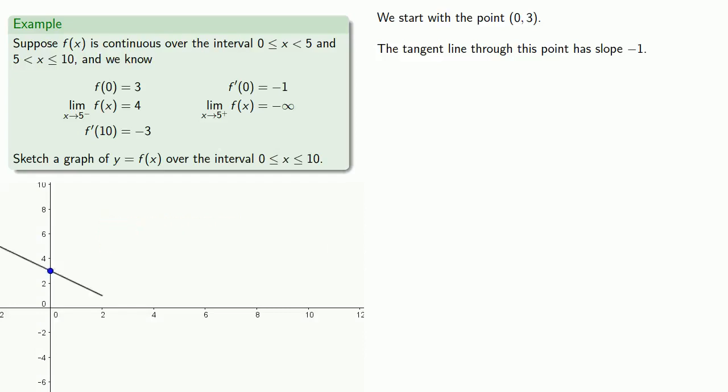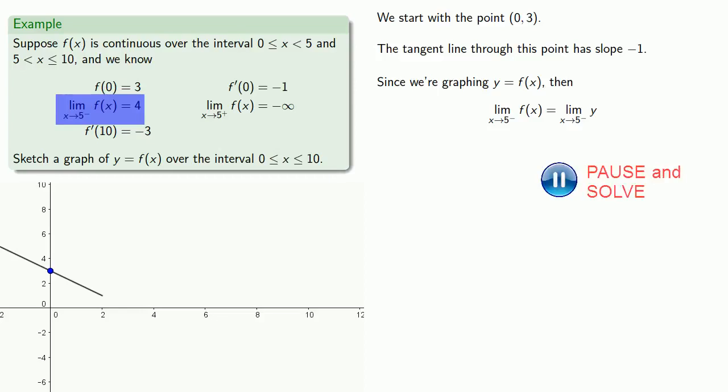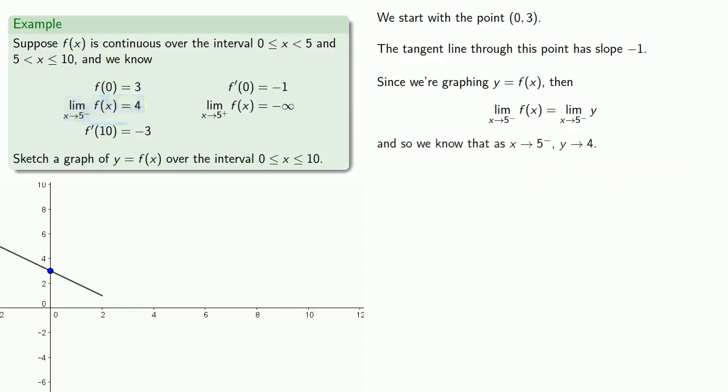How about these limit statements? Well, since we're graphing y equals f of x, then any statement about the limit of f of x is a statement about the limit of y. We have this information about the limit, and so we know that as x gets close to 5 from below, y gets close to 4. But again, we have to make no commitment as to what happens when x is actually equal to 5.